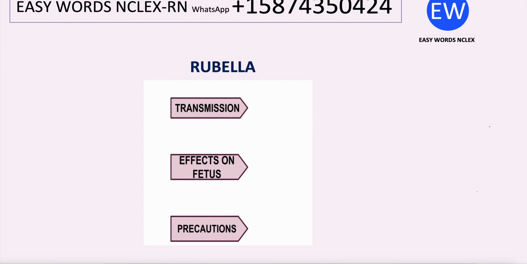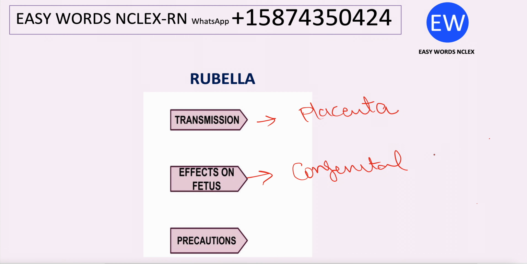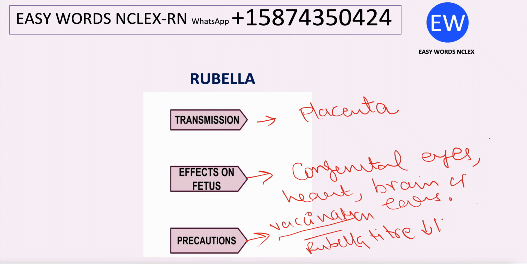Next is rubella. Rubella is teratogenic in the first trimester. It transmits to the fetus through the placenta. How does it affect the fetus? It causes congenital defects in the fetus, maybe eye problems, congenital heart defects, congenital brain defects, or defects of the ears. What do we do to prevent it? Vaccination. With each pregnant client, we check the rubella titer. And if the rubella titer is below 1:8, that indicates the client is not vaccinated.